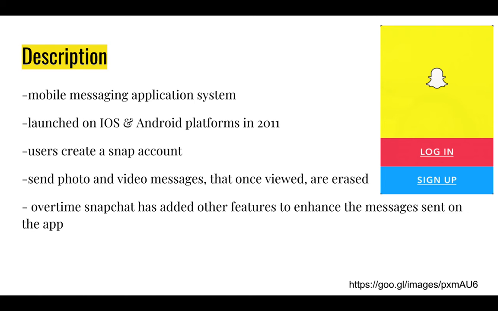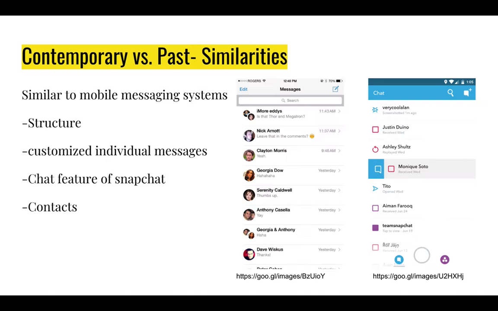Once Snapchat is installed on an iOS or Android device, the user is then able to create a Snapchat account. Once the Snapchat account is created, the Snapchat user is then able to add other Snapchat users to their friends list, send videos, and photo messages. The message is only available for a selected amount of time, and once that message is viewed, it is then erased. Over time, Snapchat has enhanced its features like being able to add filters and stickers to messages or videos.